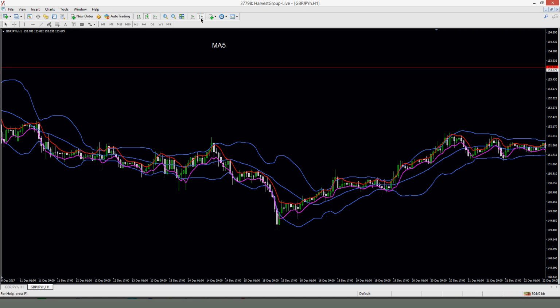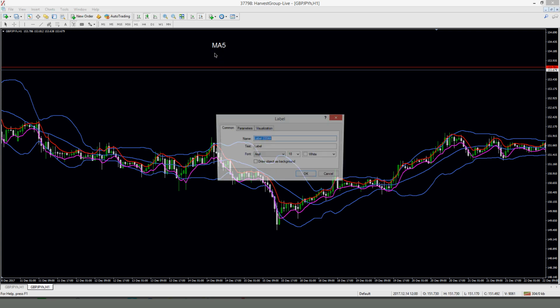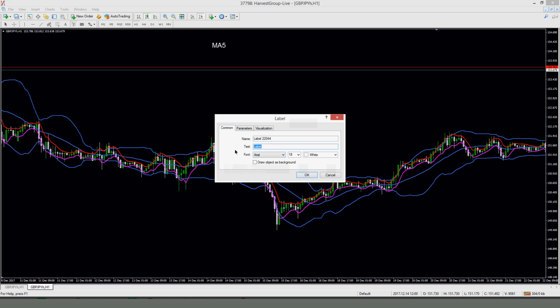MA5 has two main functions. The first function is to detect extremes.